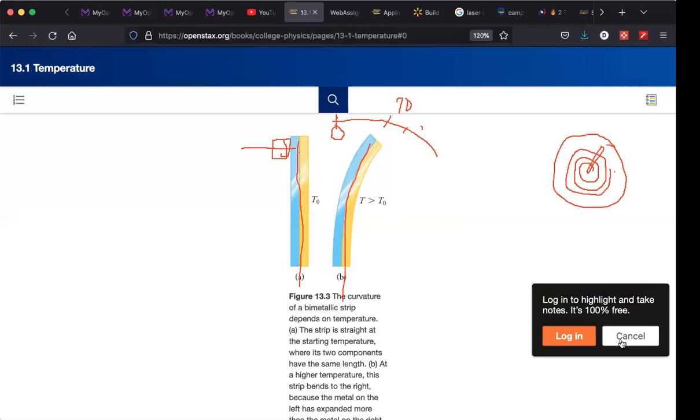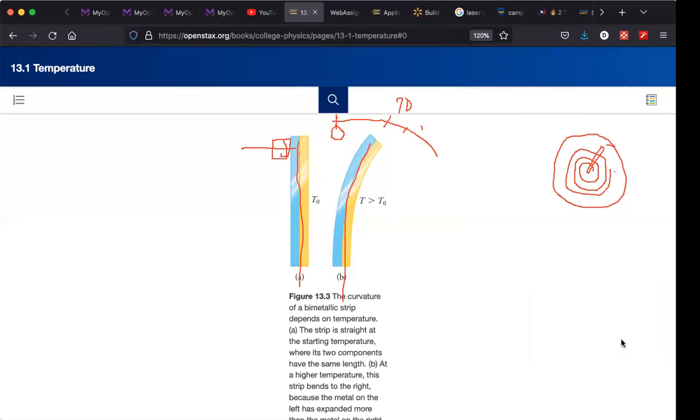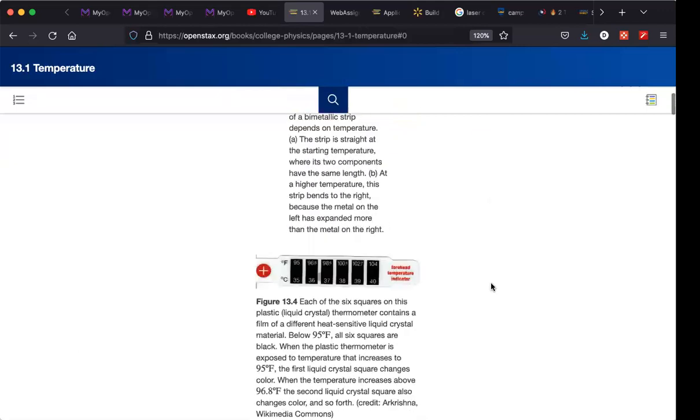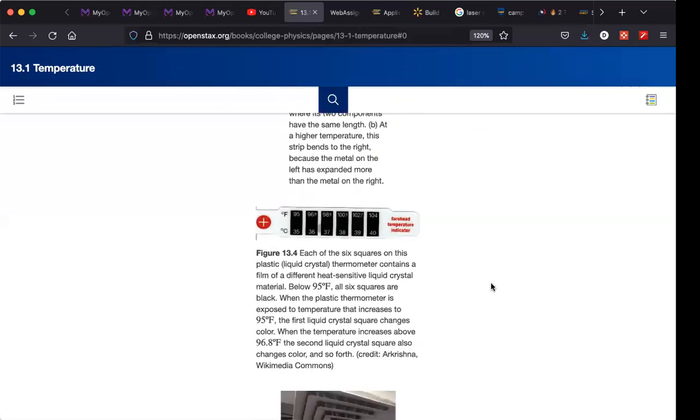So that's one kind of thermometer, but there are many other types of thermometers. This right here uses liquid crystals, very similar to what you have in your cell phone screens. But these liquid crystals are essentially a chemical. It's a liquid that changes color with different energies. The ones in your cell phone are designed to change color and brightness with electrical energy.